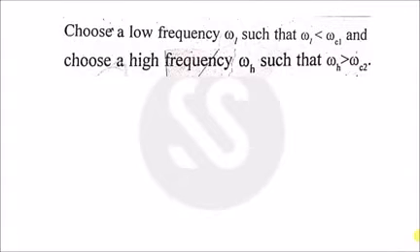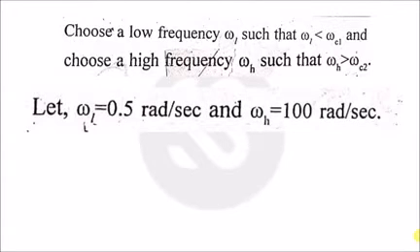Let's say in this example we have omega L as 0.5 and omega H we have taken as 100. So instead of 0.5 you can take 0.1 also, 0.001 also. Don't bother about that, because whatever you take for omega L, it should be less than 5. So starting from 0.0001 up to 4.9, everything will be under 5. Similarly, our higher corner frequency is 50. So above 50, what you take depends upon you. So I have considered omega L as 0.5 and omega H as 100.